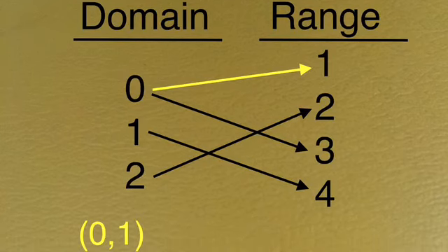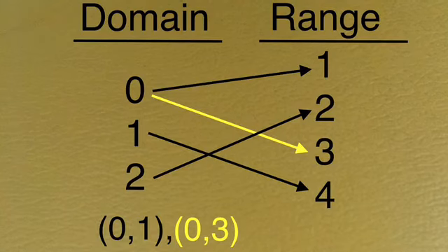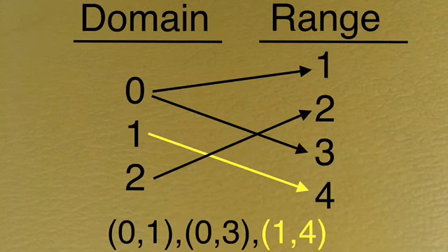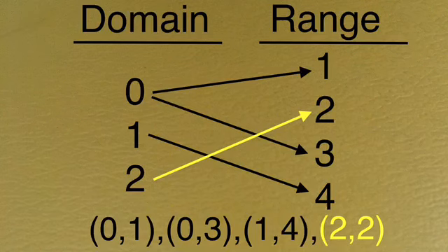The ordered pairs are identified by the rays. Since I have a ray going from the 0 to the 1, that means I have an ordered pair of 0, 1. My next ordered pair is 0, 3. Then I have an ordered pair of 1 and 4. My last ordered pair is 2, 2.